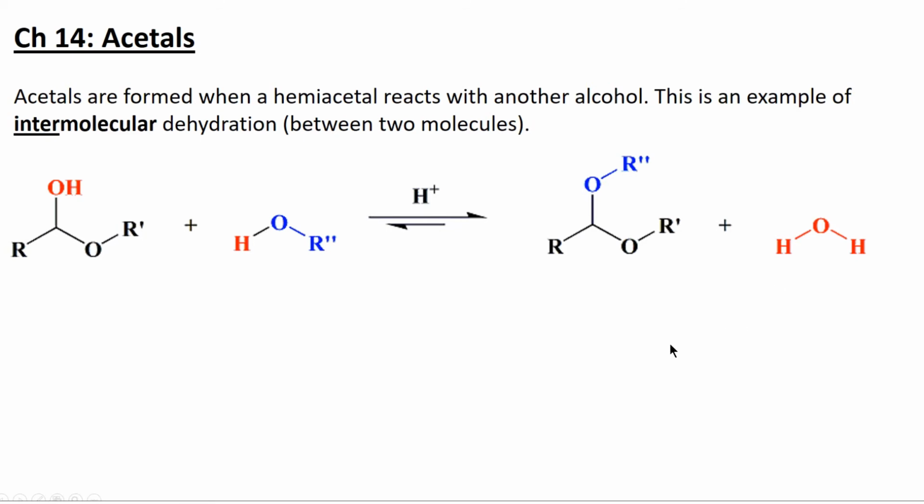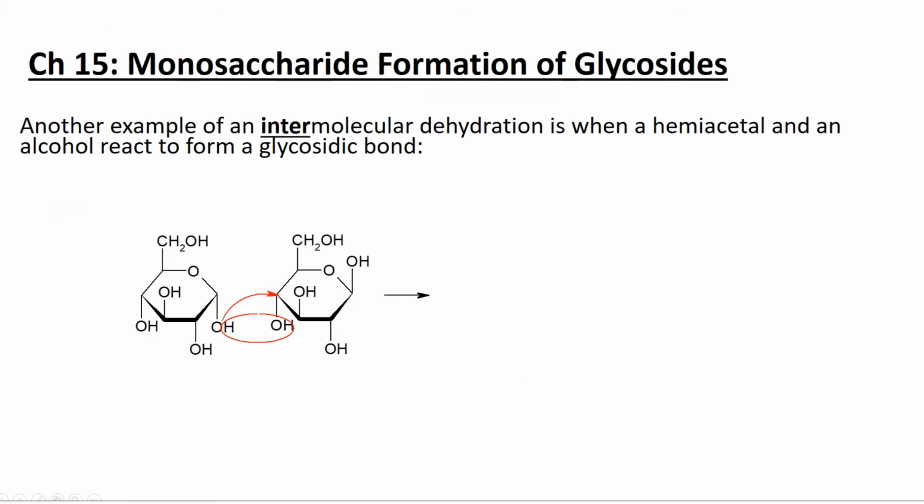So again, this is a dehydration, but it's an intermolecular dehydration because it was between two molecules. This is also usually done in the presence of acid. There we go, H+, acid. All right, and then chapter 15, which we just went over not too long ago, we lose water whenever we form disaccharides. So again, this is another example of an intermolecular dehydration.